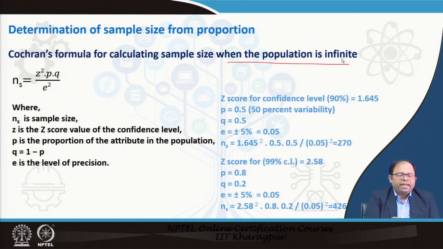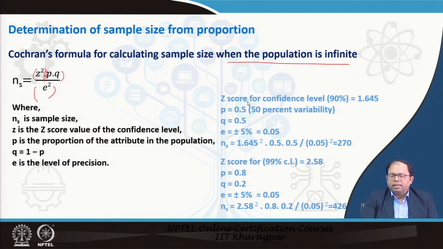Here ns is of course the sample size, z is the z score value of the confidence level, and p is the proportion of the attribute in the population, and q is equal to 1 minus p. So this is where the variability is also coming in. e square is the precision level, z square is the confidence level, pq is the variability. In the earlier formula, instead of variability, we were taking the standard deviation directly. Here we are taking variability of the population. P is the proportion of the attribute in the population, and q is 1 minus p, the remaining part.